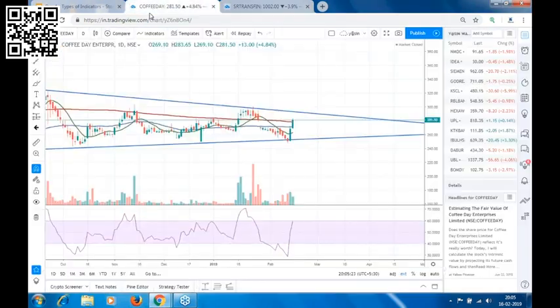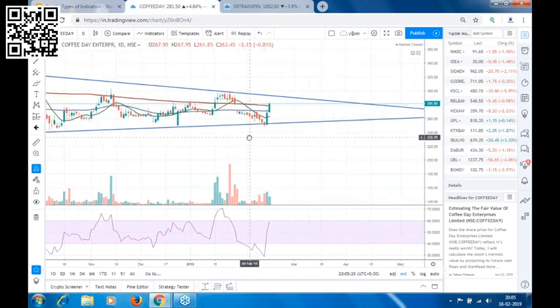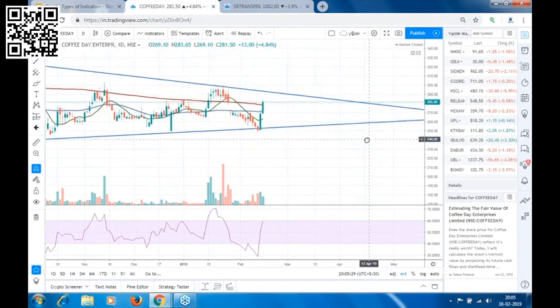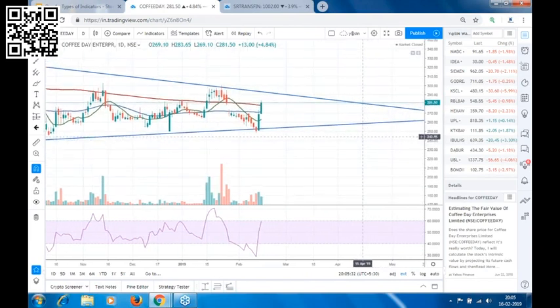Now let's look at Coffee Day. Whenever we want to take a trade, we will always first see the daily chart, what kind of formation the stock is taking on a daily chart. Our decision to trade in any stock will depend on the daily chart.